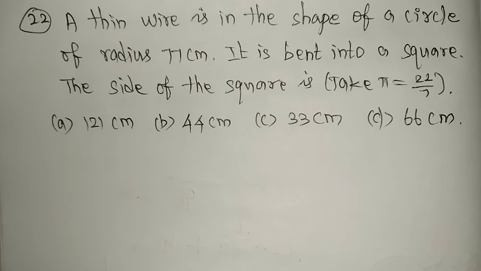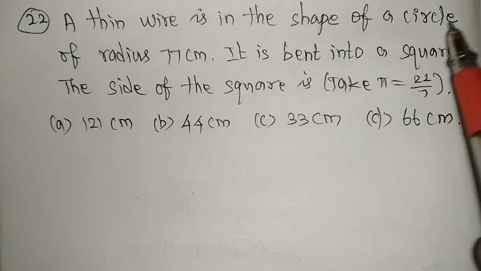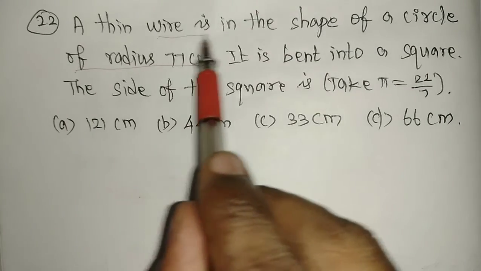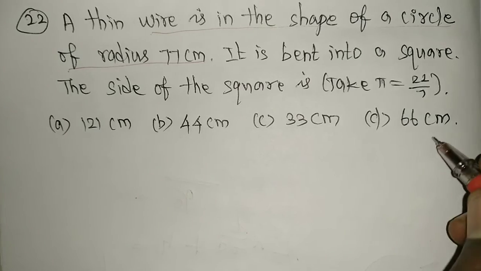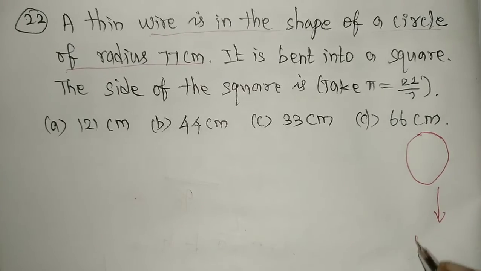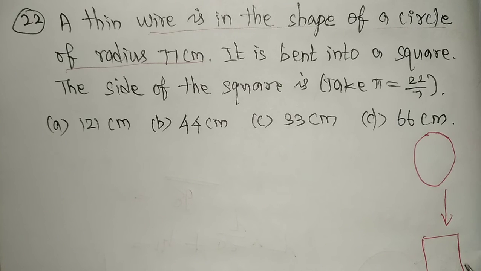That's it. Next question. A thin wire is in the shape of a circle of radius 77. So they said thin wire is in the shape of a circle. So we have like that. Okay. It is bent into a square. The same thing they are making as a square shape. Means, what you will get? What is the perimeter of the circle? Same thing you will get for the square. Okay, nothing will happen, right?